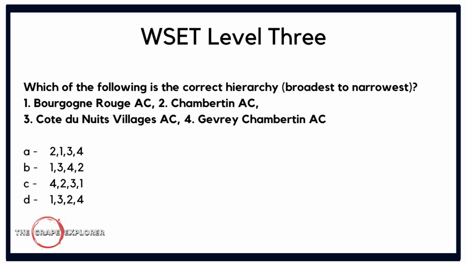Okay, next we're going to take a look at region, sub-region classification. Which of the following is the correct hierarchy, broadest to narrowest, for the following areas: 1. Bourgogne Rouge, 2. Chambertin AC, 3. Côte de Nuits Village AC, or 4. Gevrey-Chambertin AC. So what they're wanting you to do here is put this from the broadest to the narrowest, and that could be 2134, 1342, 4231 or 1324.